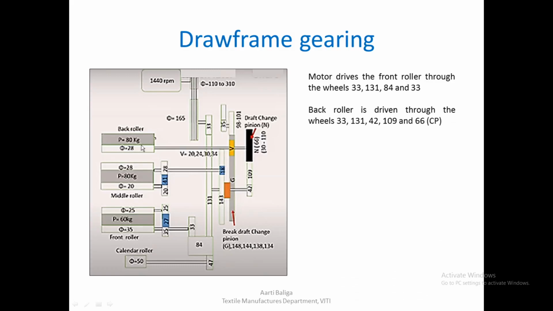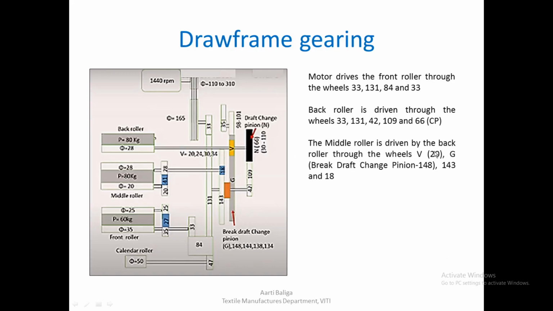This is the route. When you come to the next, the back roller is driven through the wheels. This is the back roller which is driven through the wheels 33, 131. Then you go to this shaft you can see here, which is 42. Then there is a carrier wheel here which is 109, and then this is the draft change pinion or the CP. Right now it is 66.